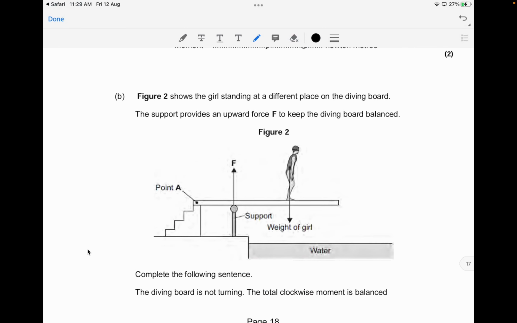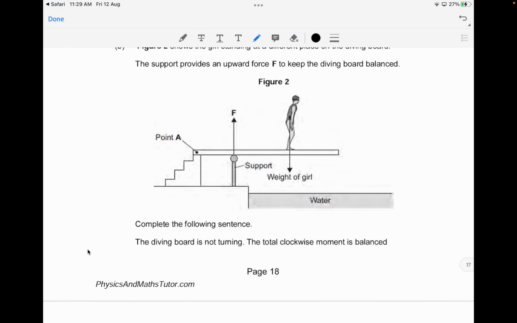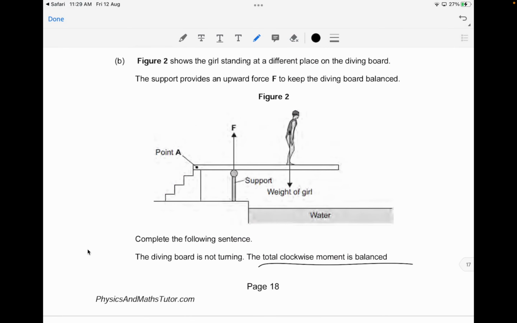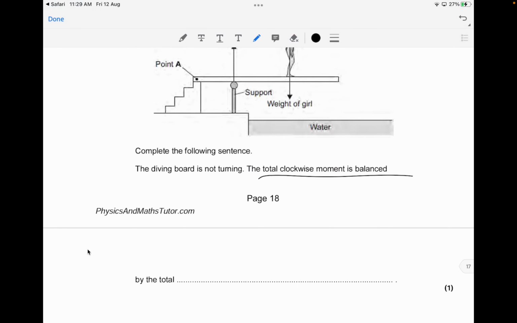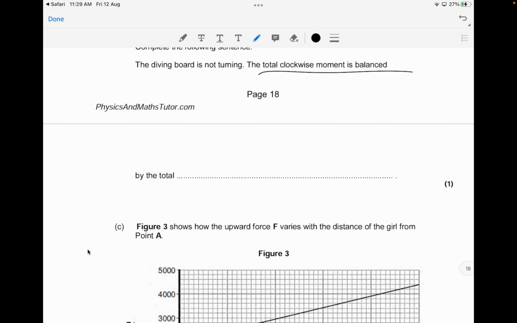Alright, so figure 2 shows the person standing at a different place. The diving board is not turning. The total clockwise moment is balanced by the total anti-clockwise moment. So that's going to be your answer: total anti-clockwise moment. Alright, let's move on to the next question.